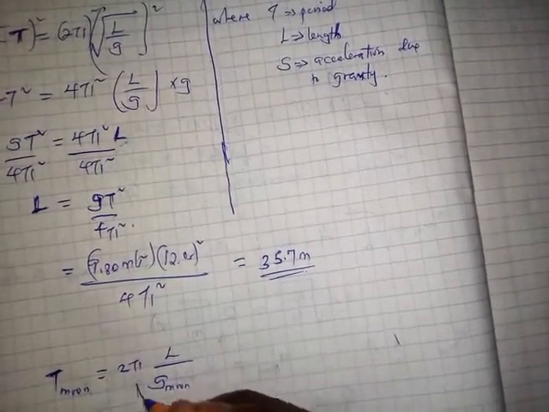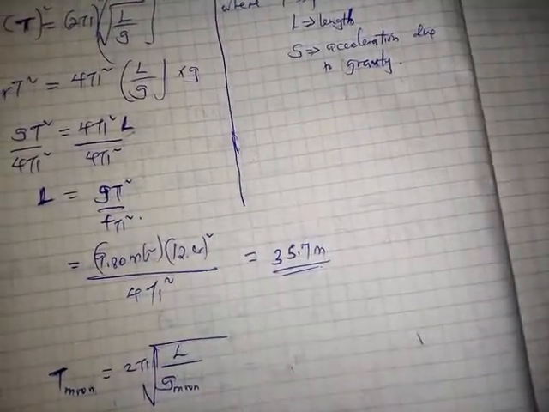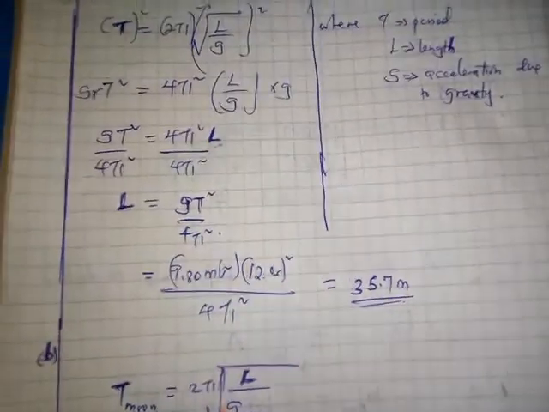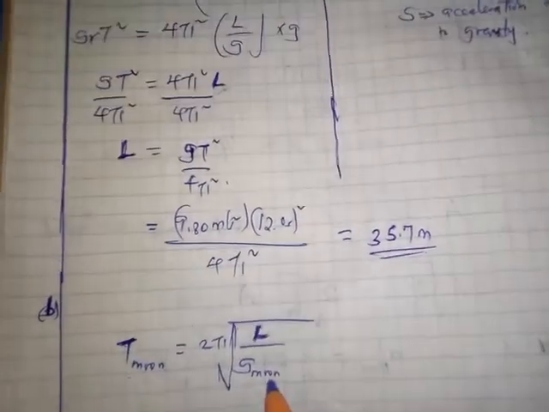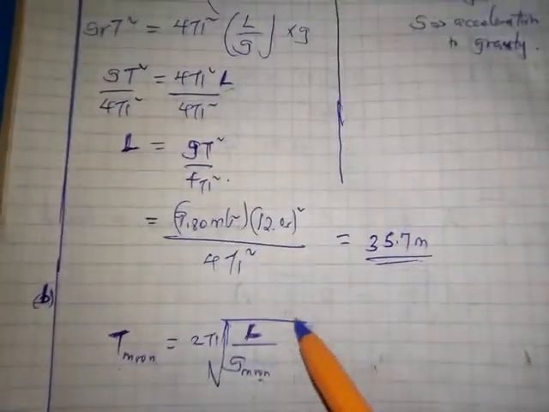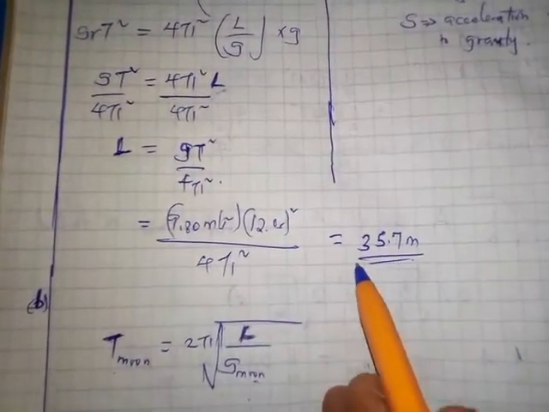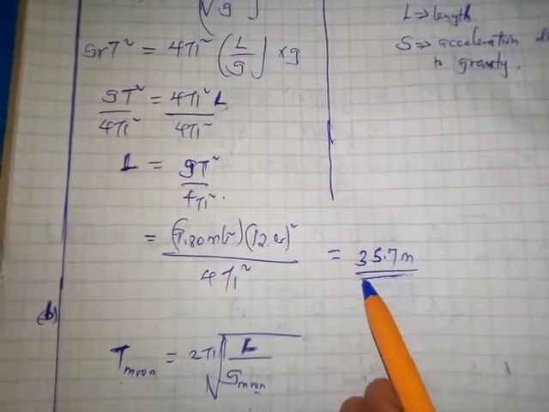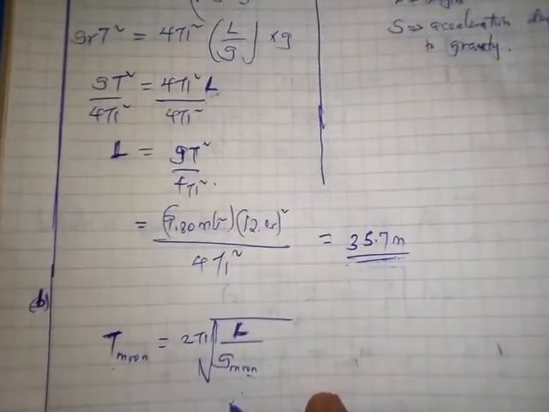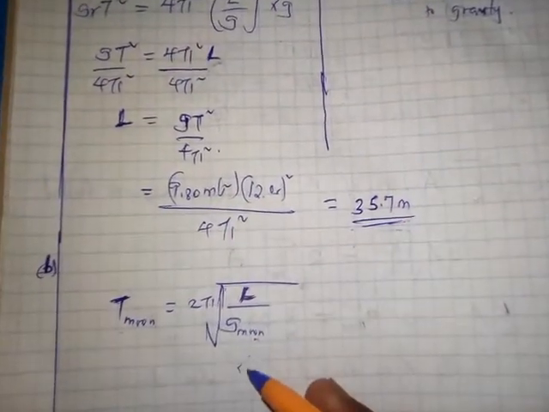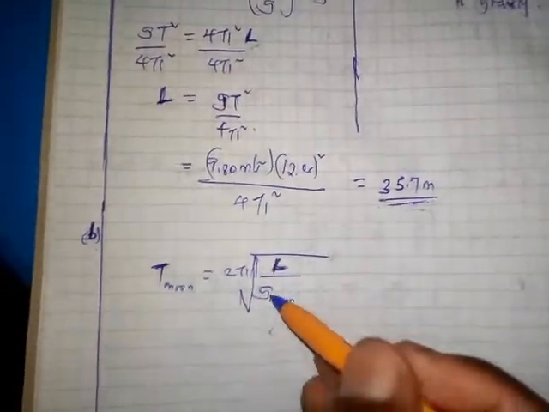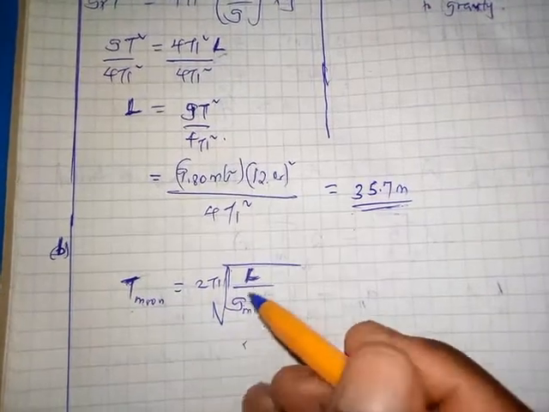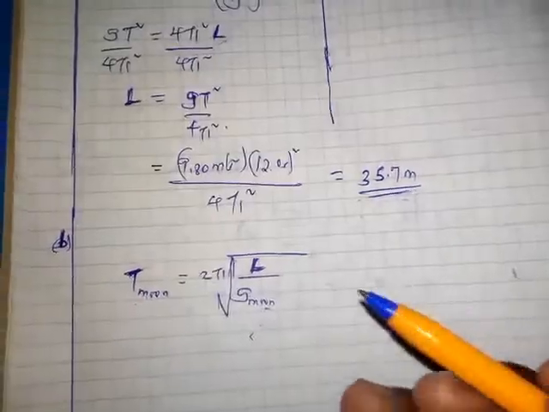Remember, the period will change due to the change in gravitational acceleration, but the length will remain. The length will remain, whether it's on Earth or the moon or anywhere, the length remains, but g changes. So when gravitational acceleration changes, automatically the period T will change, but the length will not change.